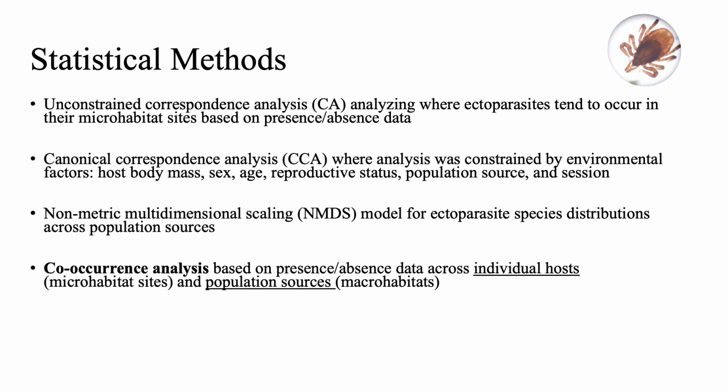Finally, I performed a co-occurrence analysis based on presence-absence data across individuals and then also across population sources. When observed co-occurrences were extremely low or extremely high relative to the expected co-occurrence, these associations were considered to be negatively or positively co-occurring, respectively.